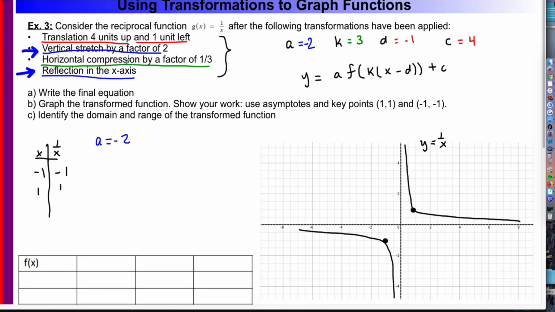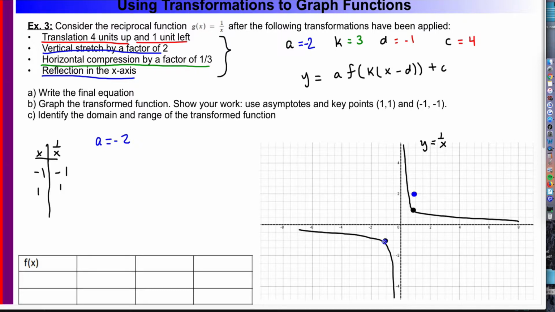As I said, you can do this two ways. If you think about it visually, we can take those key points, which were both right here, and we can adjust those accordingly. If it's a vertical stretch by a factor of 2, it means that they become twice as far away from the x-axis. So if they were residing at y equals 1, now they reside at y equals 2.